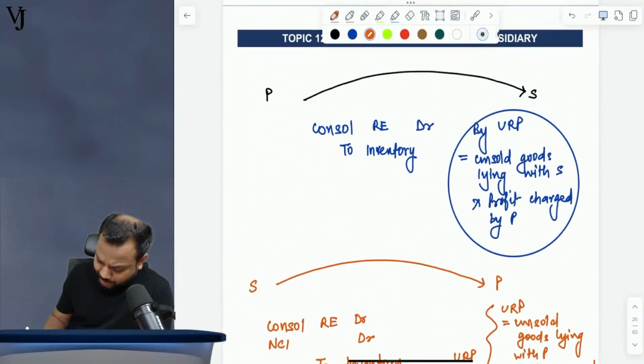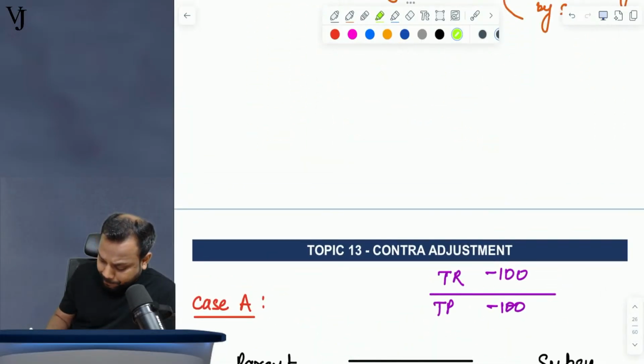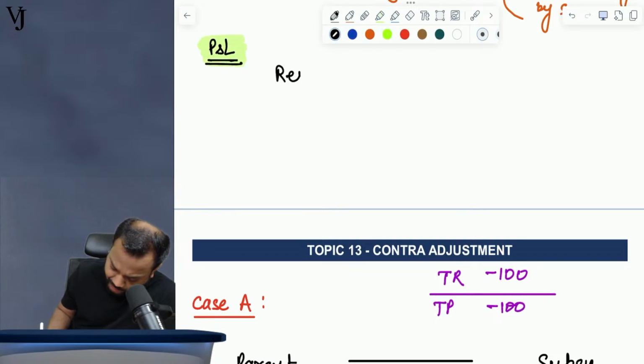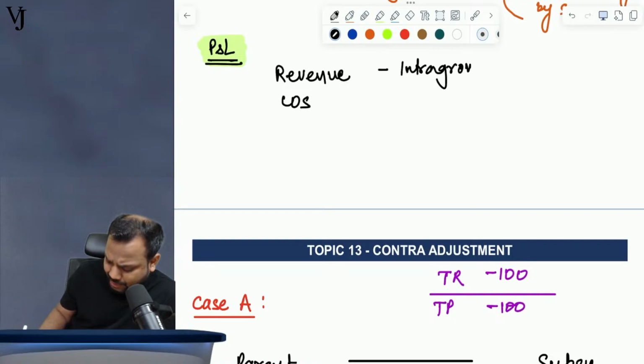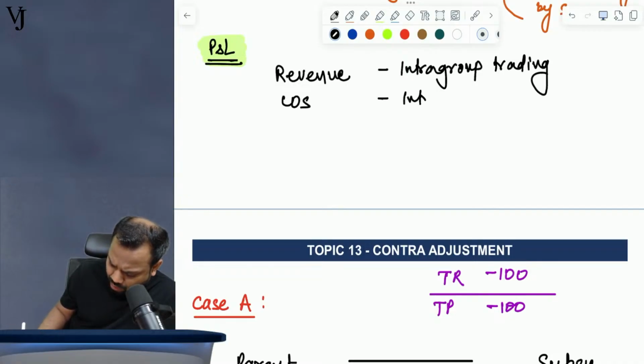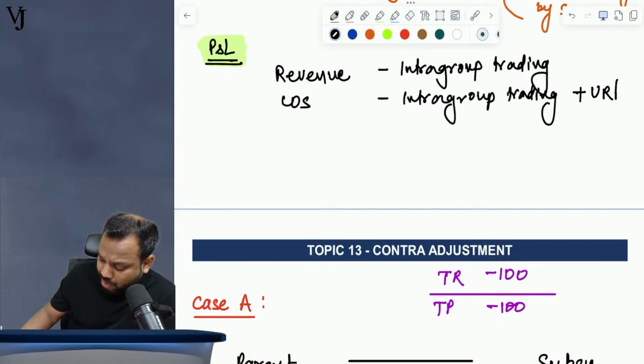Now, this is the treatment if it's a question of console SOFP. What if in the exam a question from console P and L comes up? Then what will you do? From revenue and cost of sales, deduct the entire amount of intra-group trading, whole of it, whether sold or unsold, irrespective of that, and add unrealized profit to the cost of sales.